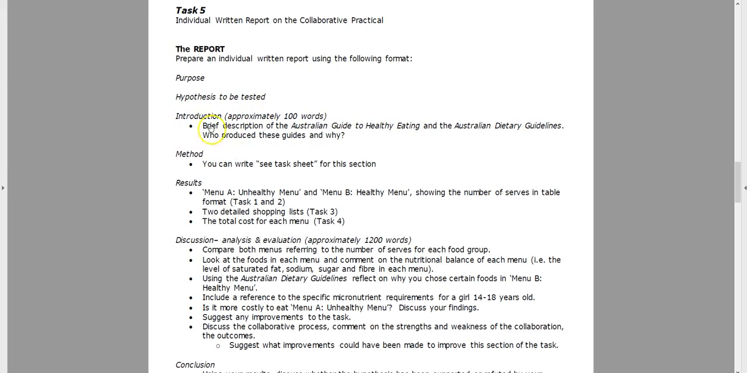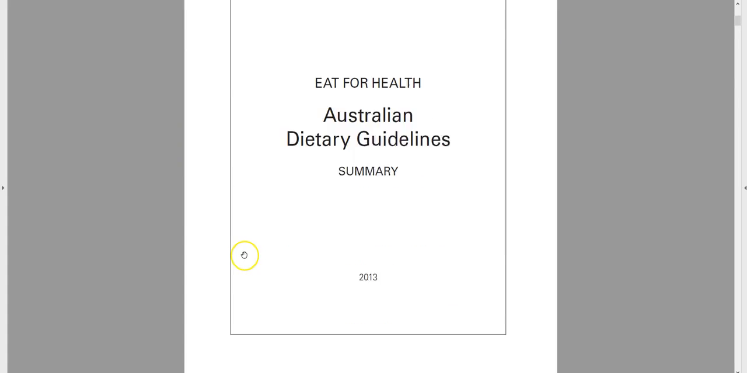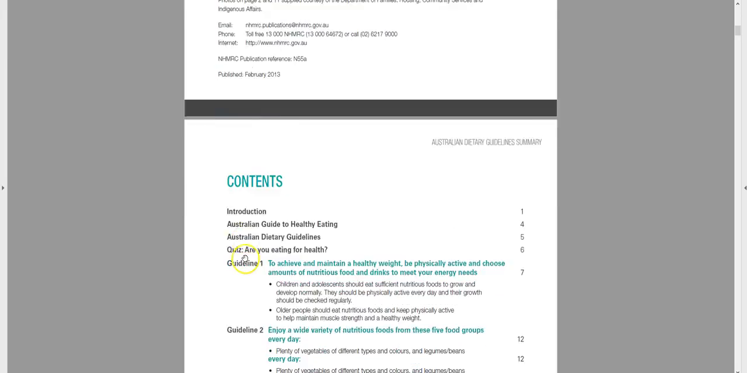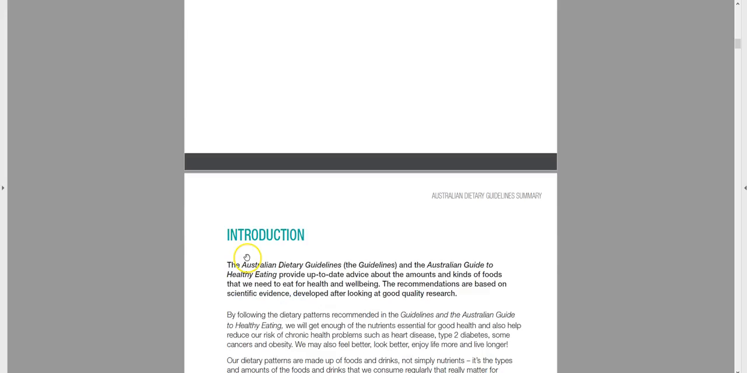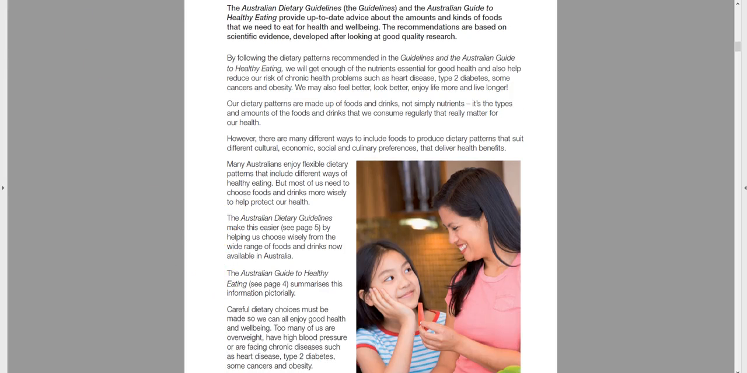You then also need to briefly talk about who produced these guides and why. As for working out the who and why for your introduction, you can use the Australian Dietary Guidelines summary, which actually includes an introduction about why these guidelines were created. So have a read of that. It will help you with that part of the introduction.